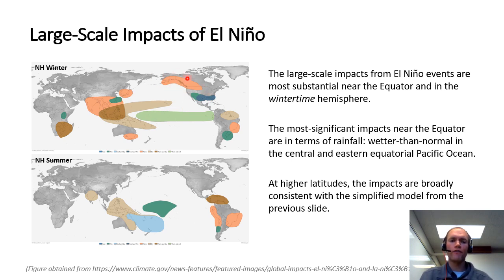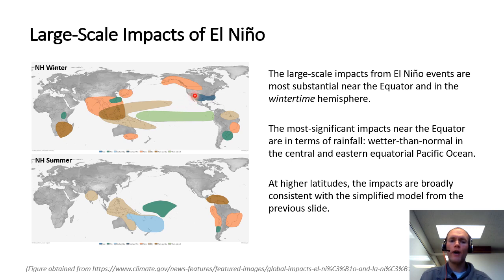So these signals, focusing here especially in Northern Hemisphere winter in northwestern North America, are broadly consistent with what we saw in the simplified model on the previous slide. There we showed enhanced anticyclonic flow associated with an El Nino-like heat forcing across the Pacific Northwest and northwestern North America. And correspondingly, we see warmer than normal conditions during the Northern Hemisphere winter in this region associated with El Nino.